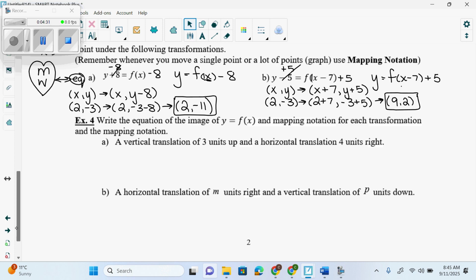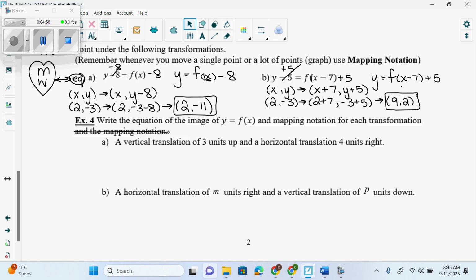Write the equation of the image of y equals f of x and mapping notation for each transformation. Just in case you didn't know, you need to do the mapping notation. Super important to do. So I want the equation and the mapping, and we'll do the first one together.